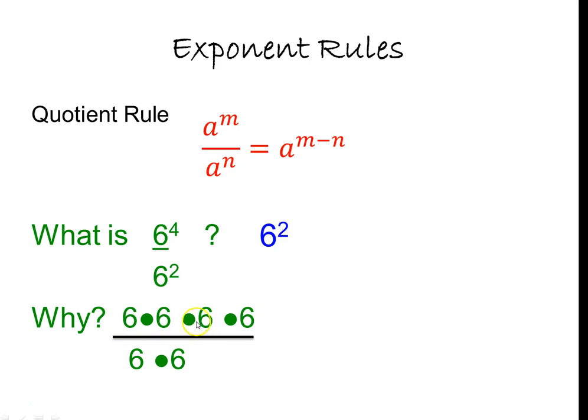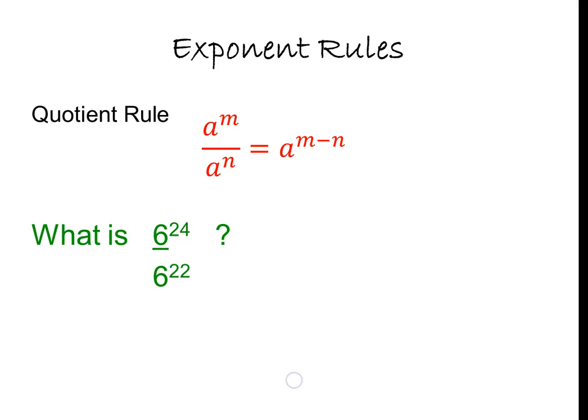Well, we have 1, 2, 3, 4 6s on top. We have 2 6s on bottom. Does anything come to mind? I think I can cancel 2 of the 6s because there's a 6 on top, 6 on bottom. That makes 1. 6 on top, 6 on bottom. That makes 1. So what we have is 2 left. That's why you're subtracting: you're thinking about how there's 4 on top, there's 2 on bottom, and you needed to cancel. All right. So let's try another one.